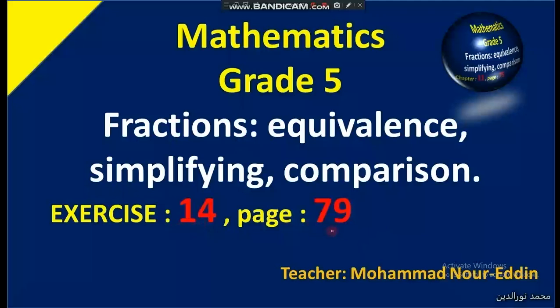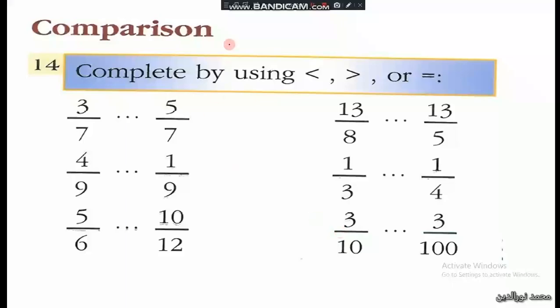Exercise 14 on page 79. Comparison. Complete by using less than, greater than, or equal to. So we have the fractions 3 over 7 and 5 over 7. The two fractions have the same denominator. So if the fractions have the same denominator, we look at the numerator. The fraction that has the greater numerator is the greater fraction.